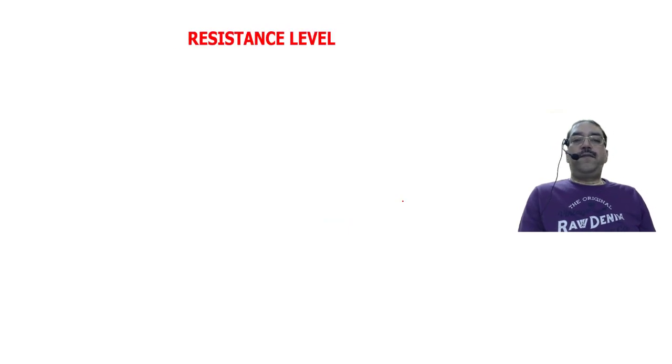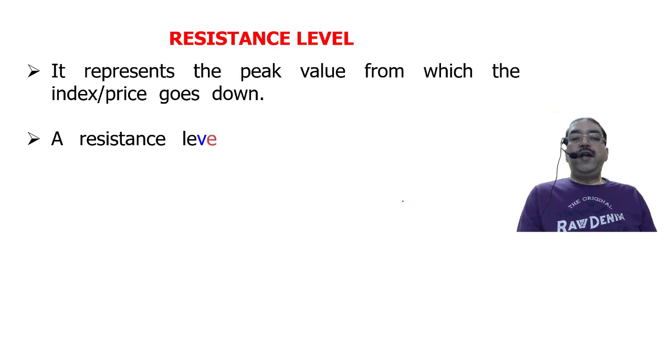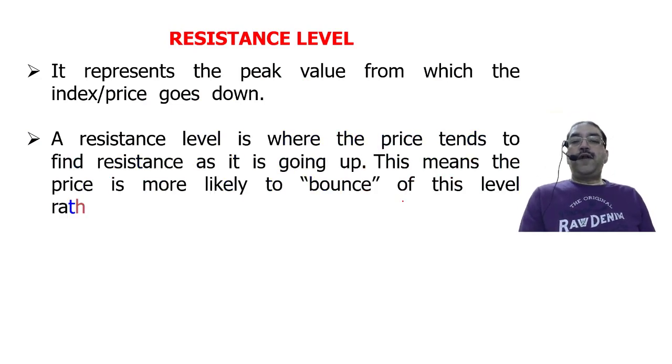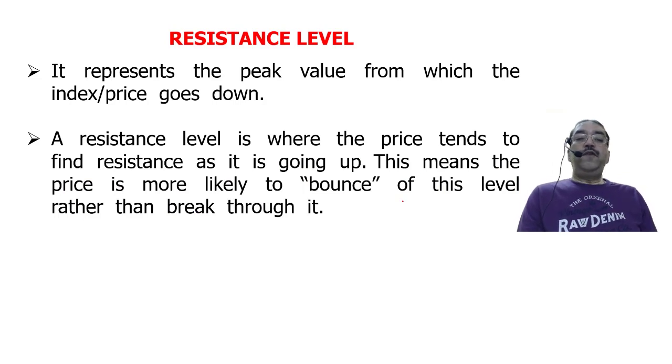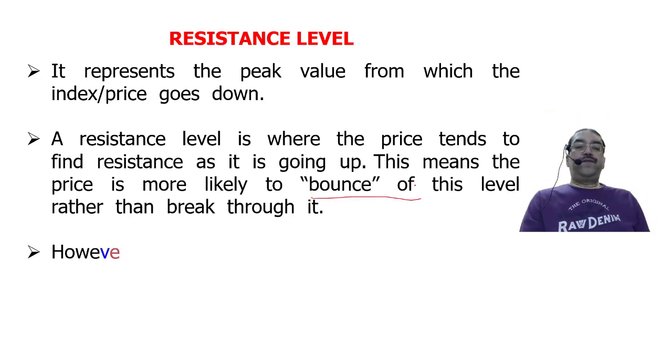What is resistance level? It represents the peak value, the topmost value from which the index price goes down. After that it comes down. Resistance level is where the price tends to find resistance as it is going up. This means the price is more likely to bounce off this level, rather than break through.